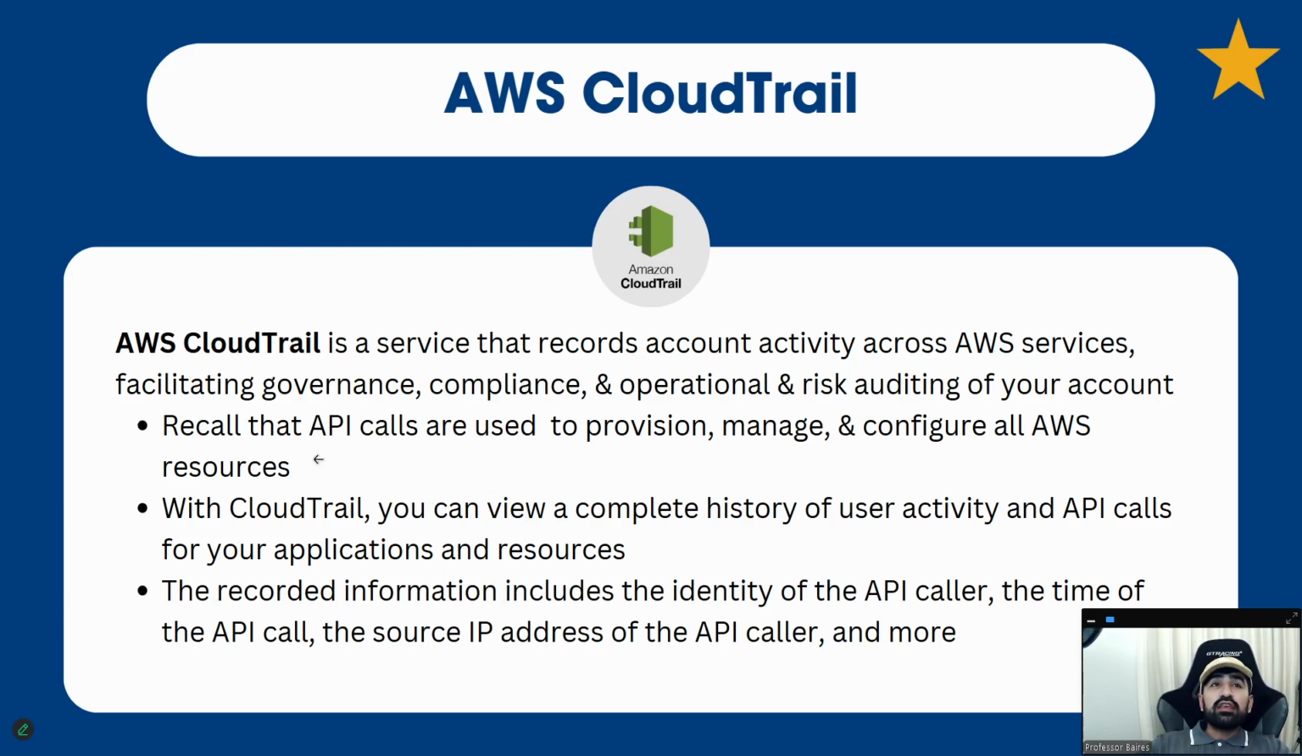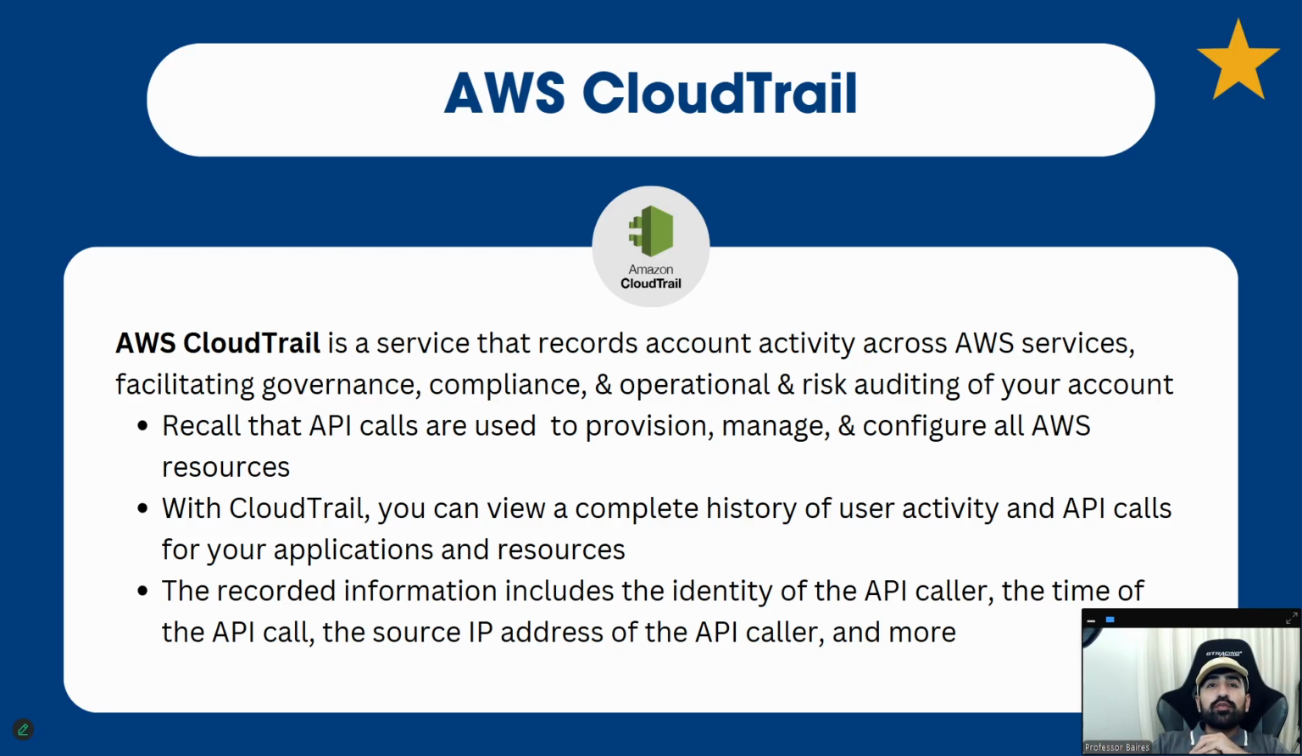Because everything in AWS is an API call, when you start up an instance, you're sending an API call. When you stop an instance, you're sending an API call. When you create an alarm or set up an S3 bucket, every click of the button on that AWS dashboard is an API call. Of course, if you use the command line interface or scripting, that'll also be API calls as well. So with CloudTrail, you can view a complete history of all those API calls and, of course, also user activity, who logged in, who was using what service. Extremely useful when you want to keep an eye on the status of your different services.